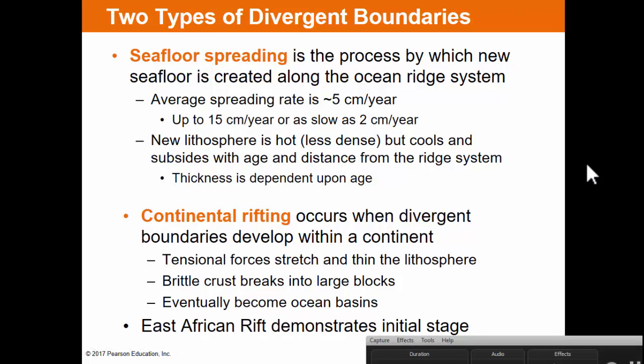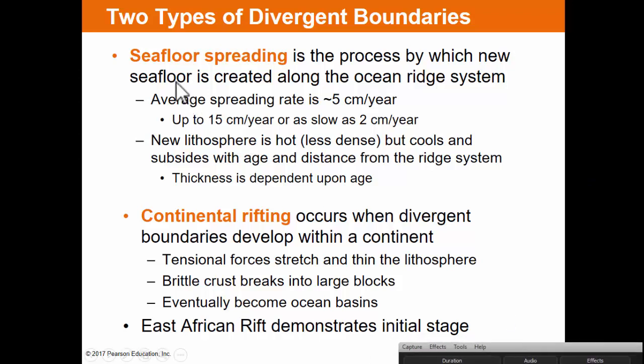So two types of divergent boundaries: the seafloor spreading, which we just showed you, and then there's also continental rifting that you see in the East African rift zone. So seafloor spreading is a process by which new seafloor is created along the ocean ridge. Typically 5 centimeters per year is what type of spreading you get, but it can be up to as much as 15 centimeters. The East Pacific Rise is moving away from itself at 15 centimeters per year.